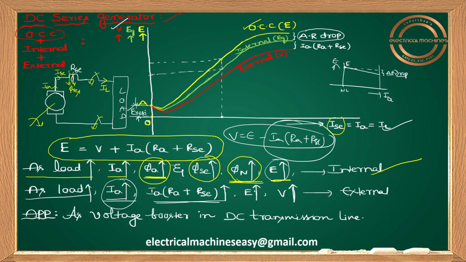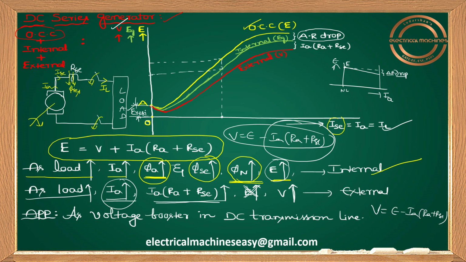And as usual, this E is increasing. Why is E increasing? I already told you, because the net flux increases, that's why E is increasing. So here there is no need to focus on this one, just leave it. Try to understand, guys. As load increases, IA increases, so IA into (RA plus RSC) increases. Here the problem is, some people will have confusion. V equals E minus IA into (RA plus RSC).